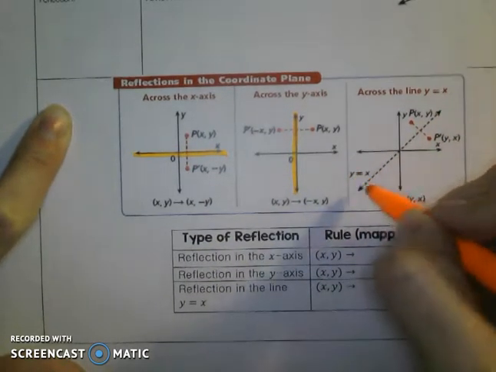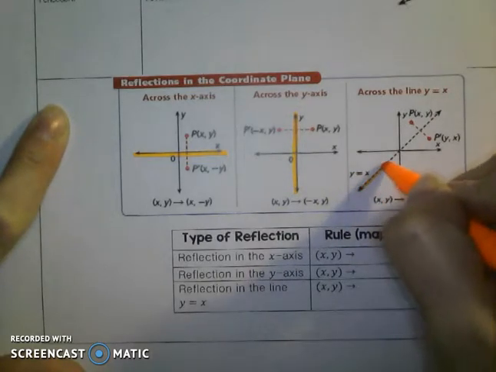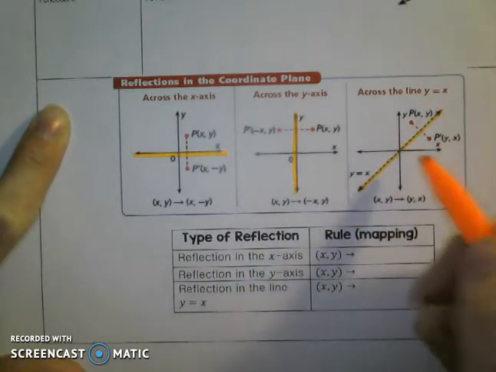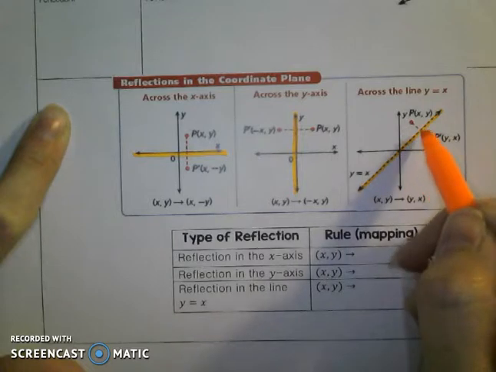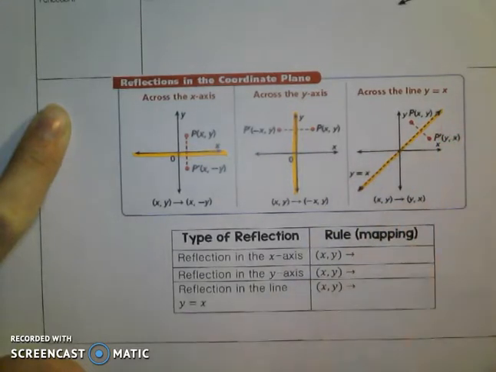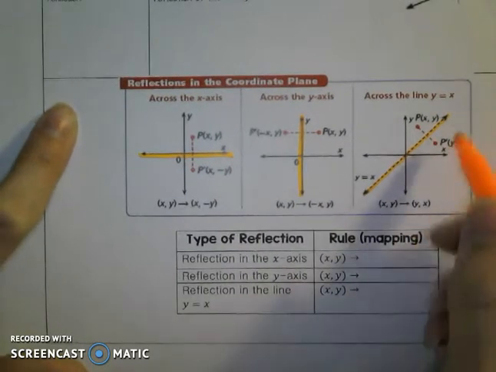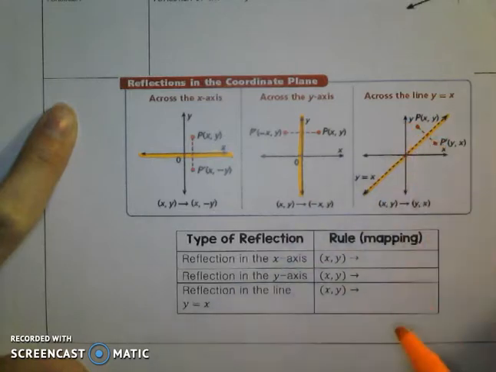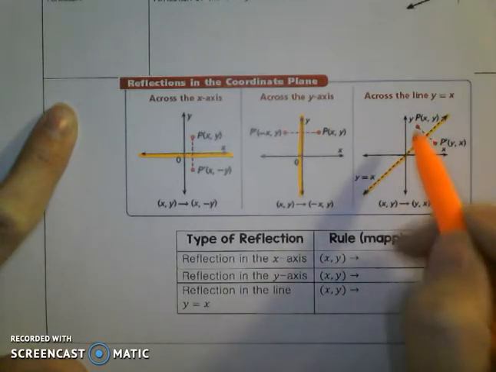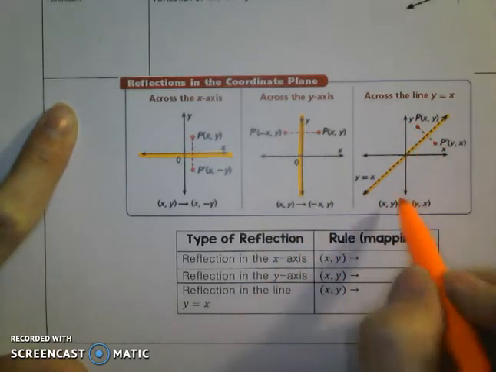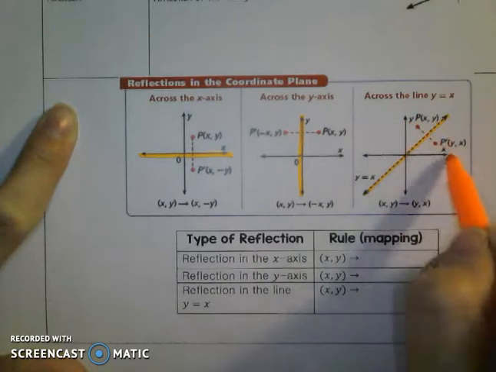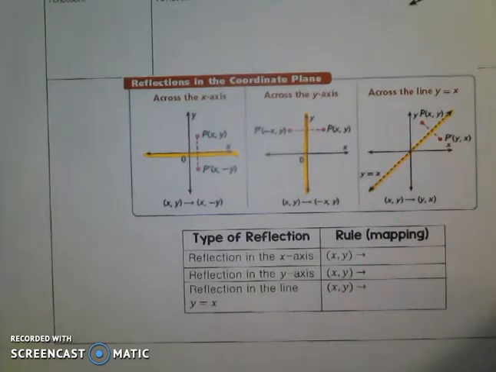Then this line is what we call the y equals x line. So starting at 0, up 1 over 1, up 1 over 1, up 1 over 1, that is our line of reflection. And again, you can be using your tools to help you do your reflections, but it is also good to know those rules. And this one, you're switching your x and your y. So go ahead and write those rules down below.